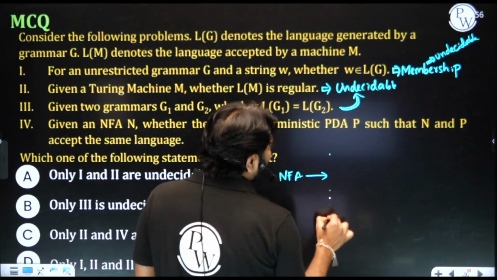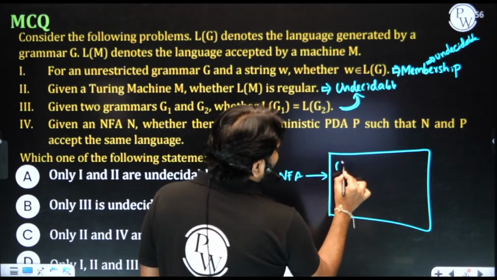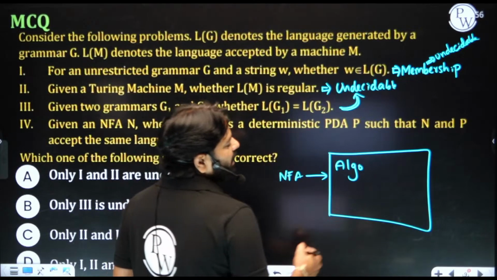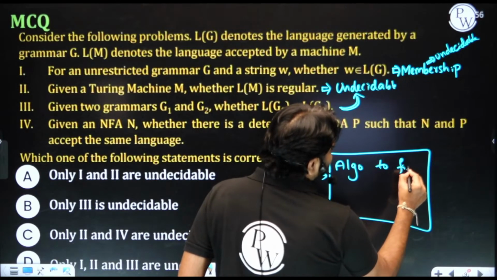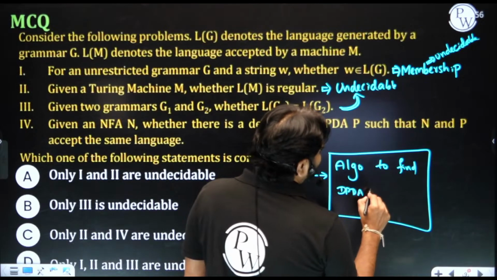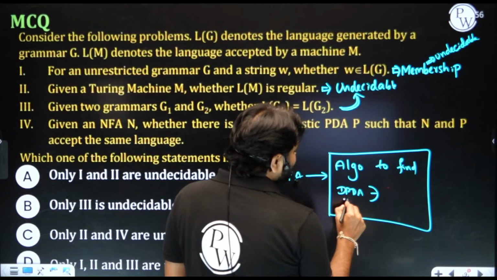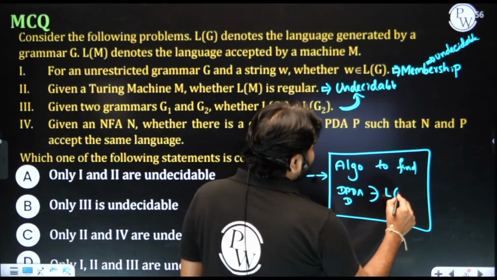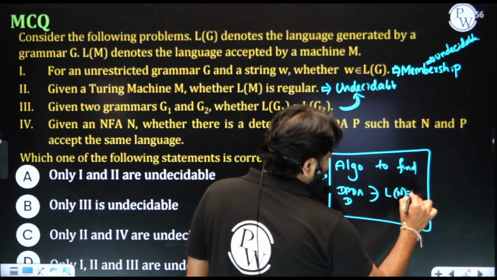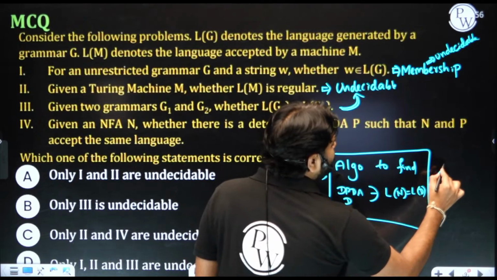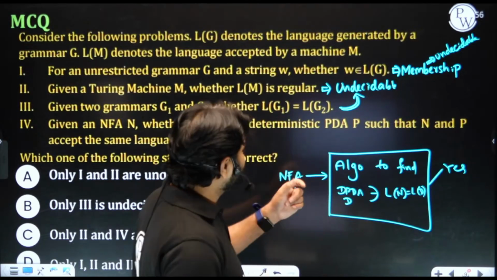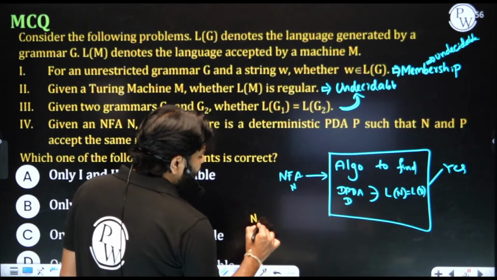Now you need to identify, writing your own algorithm. Now you need to have an algorithm to find a DPDA, let's say this is D, this is N, such that language accepted by N is equal to language accepted by D. Yes, you can always find. There is no statement no here. It is always yes, because every NFA you can convert.